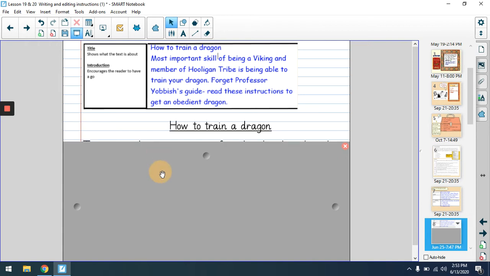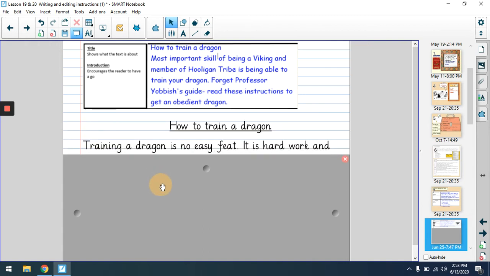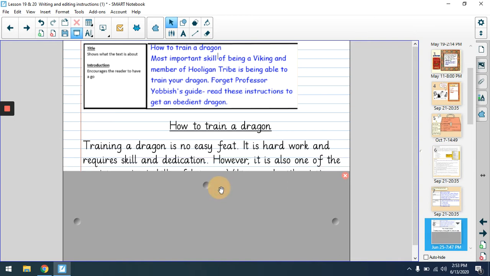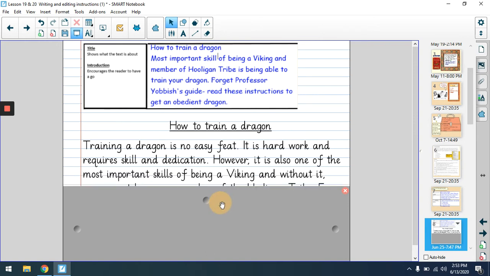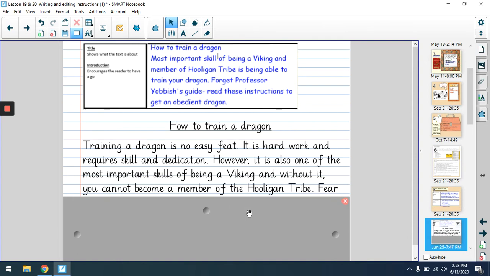So I've got my heading, how to train a dragon. I'm going to put a sentence in before the introduction I've got in my plan. Training a dragon is no easy feat, so I'm adding in right at the start. It is hard work and requires skill and dedication. However, it is also one of the most important skills of being a Viking, and without it you cannot become a member of the Hooligan tribe.